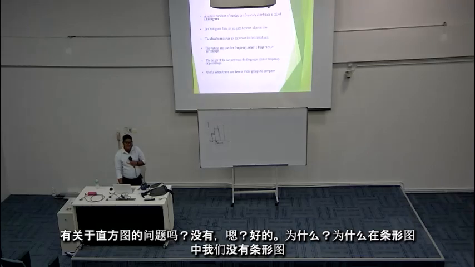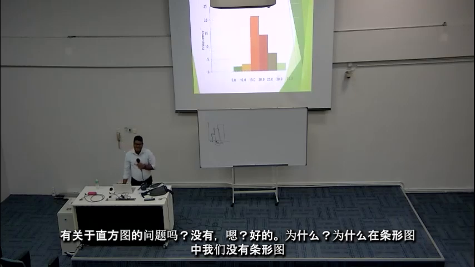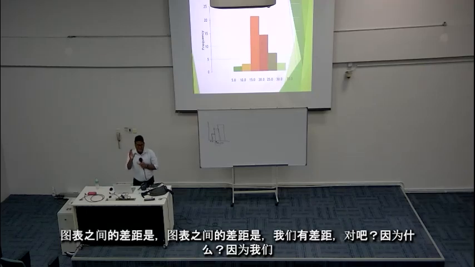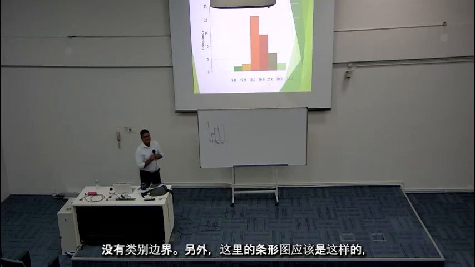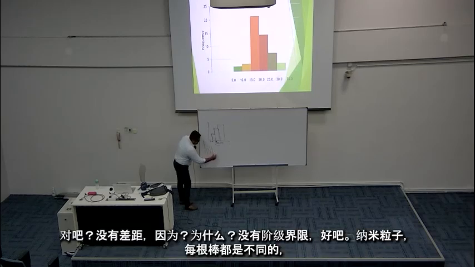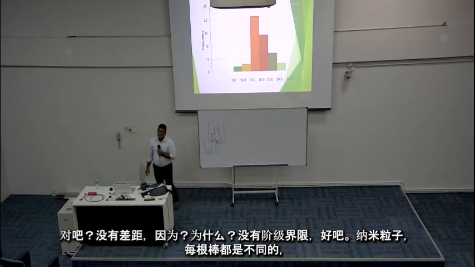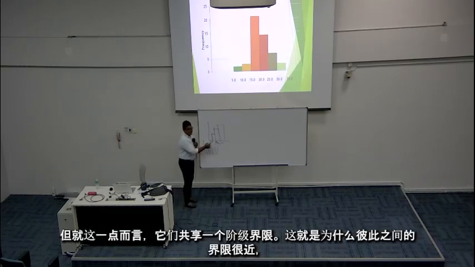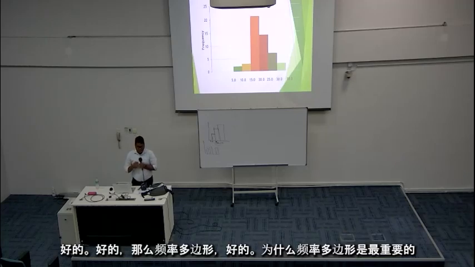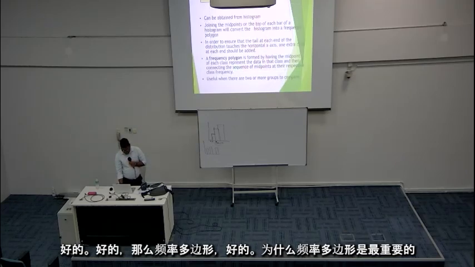Is this okay, the histogram? Any questions related to the histogram? No? Okay. Why, in the bar chart, do we have a gap between the bars? Because we don't have the class boundary. The bar chart has gaps because there is no class boundary, the data are non-numerical and each bar is different. But for the histogram, they share the class boundary. That is why the bars are close to each other.